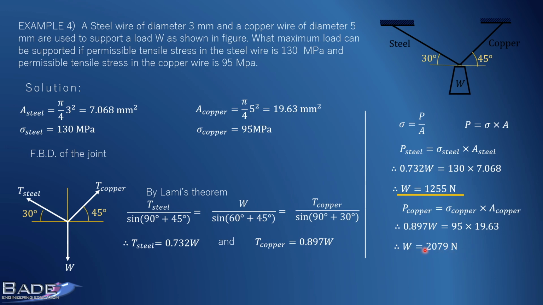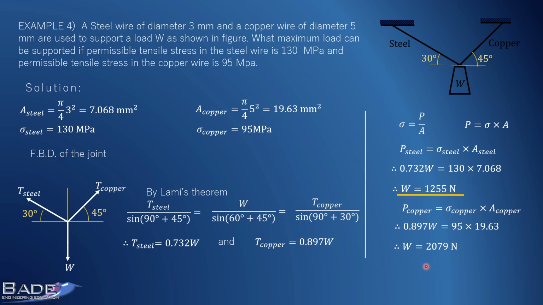But try to understand. At this load 2079, stress in steel will certainly exceed 130 megapascal, and that is not allowed. Because when load is 1255 Newton, stress in steel reaches its permissible value. So of course, if you hang load 2000 Newton, stress in steel will exceed 130 megapascal, and that is not allowed. So using these given two conditions, we have found out two values of loads W, and we want to select safe load in this arrangement.